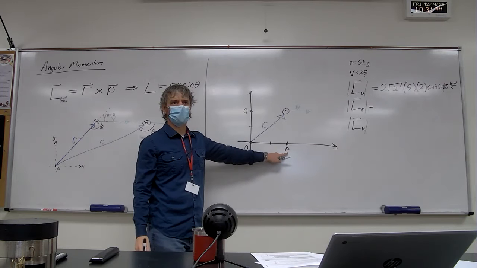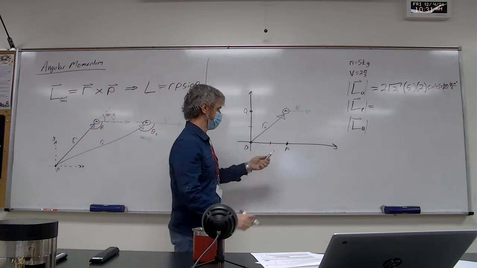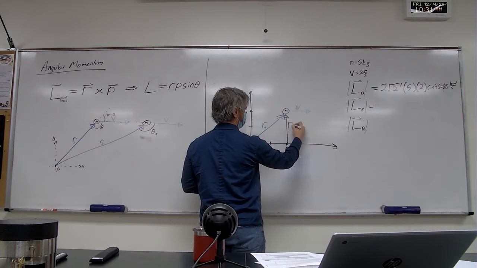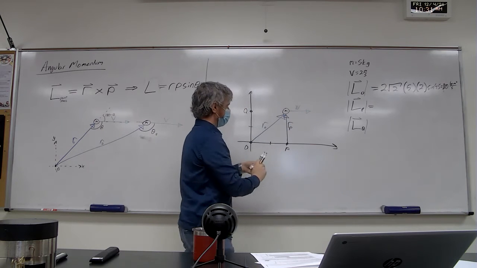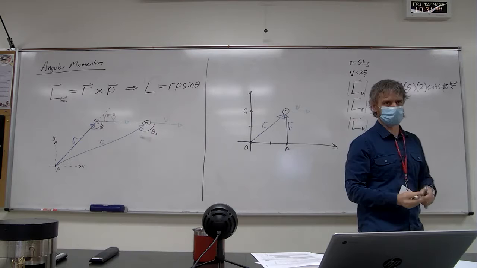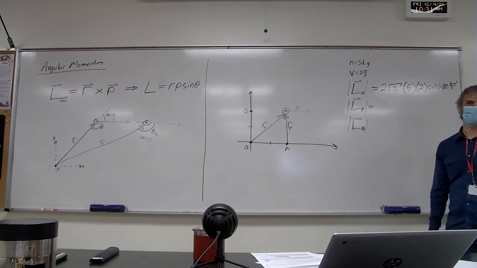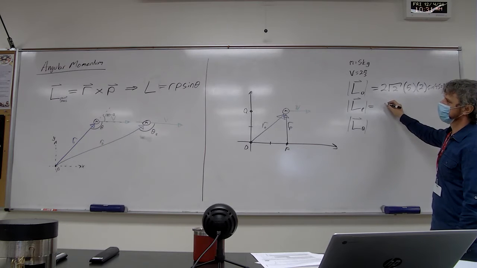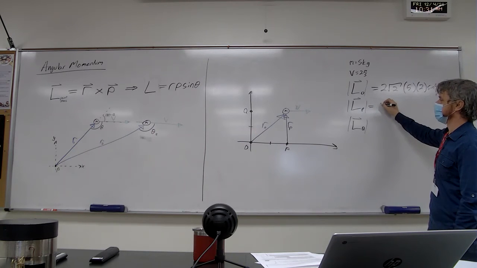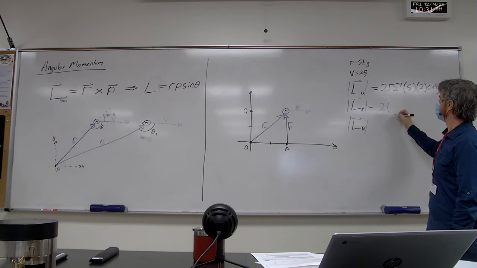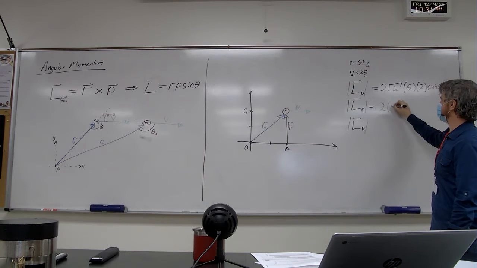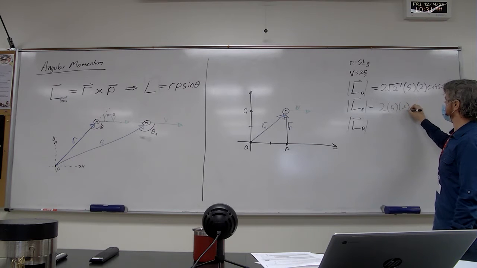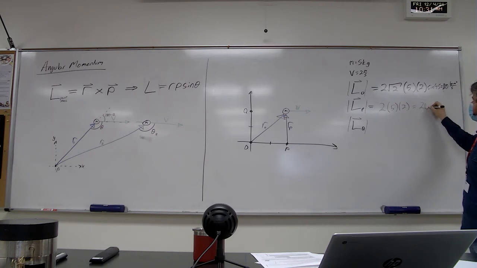According to this point, or referenced from this point, the r there is going to be this guy. The angle is going to be 90, so the sine of 90 is 1. So this is just going to be the distance, which is 2, times the mass, which is 5, times the speed, which is 2. That's going to be 20.